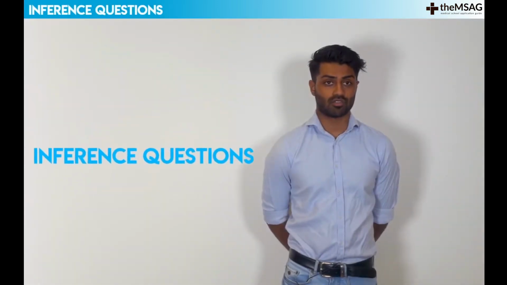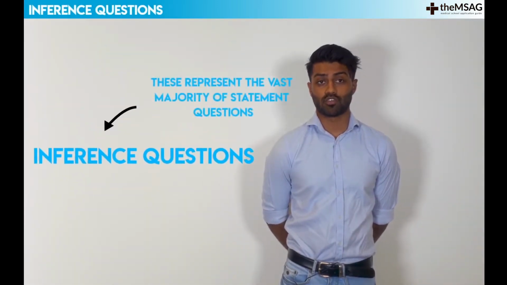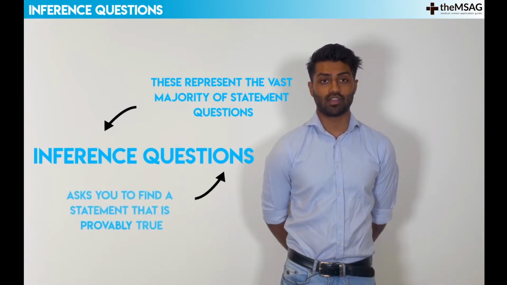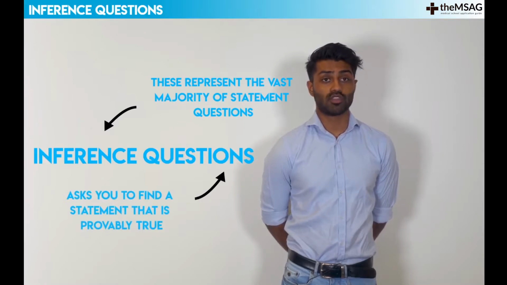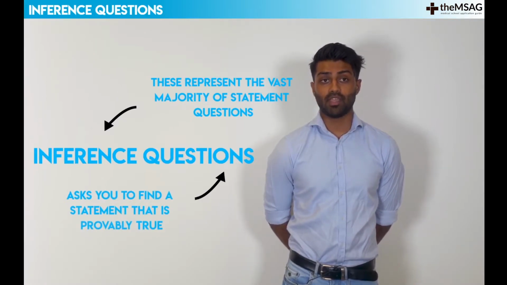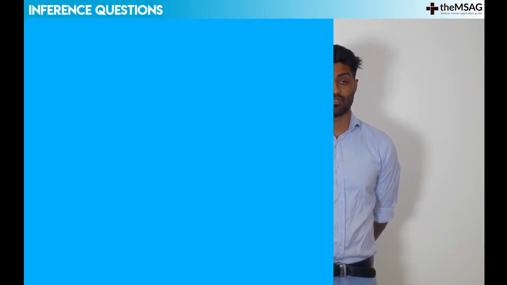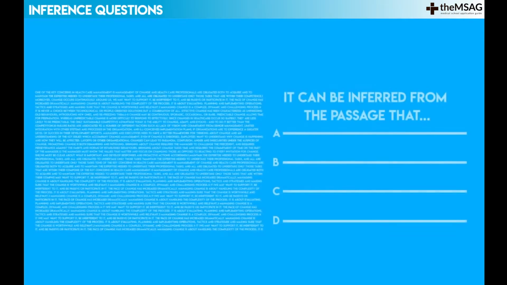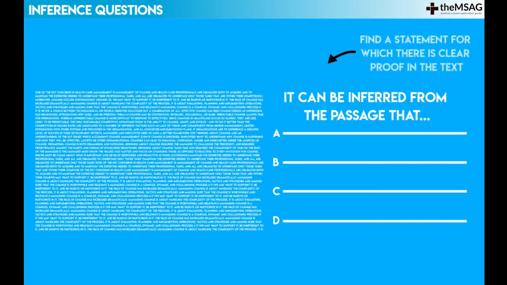First, inference questions. These represent the vast majority of statement questions. An inference question is essentially one that asks you to find a statement that is provably true, using the text as evidence. It may be a data-based or information-based question. If the test begins a question, for example, with, "It can be inferred from the passage that," it is asking you to find a statement for which there is clear proof in the text. The answer cannot be likely, or plausible, or possible. It must be proven by the text.